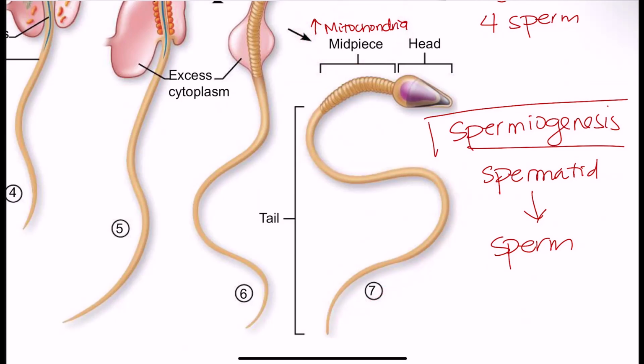But remember that the sperm produced in the seminiferous tubules, the ones released into the lumen of those seminiferous tubules, are still immature. So they will need to finish their maturation and then they'll be stored in the epididymis, which is the part right after the testis, until ejaculation.